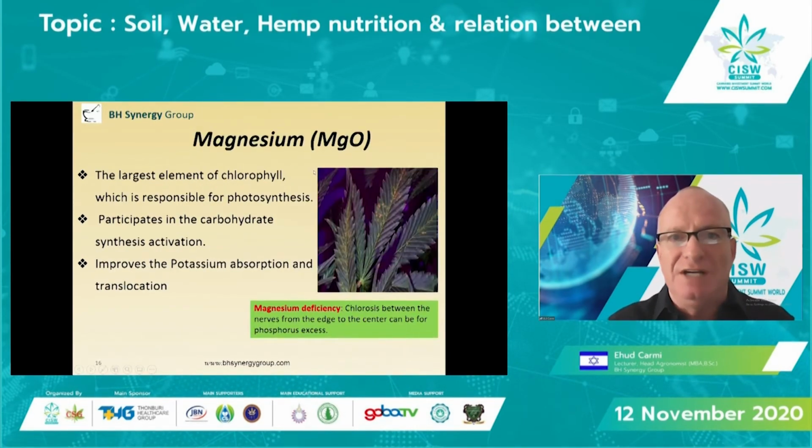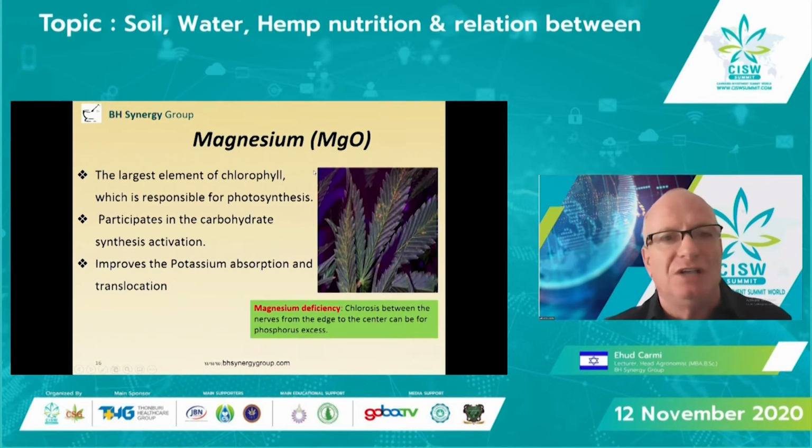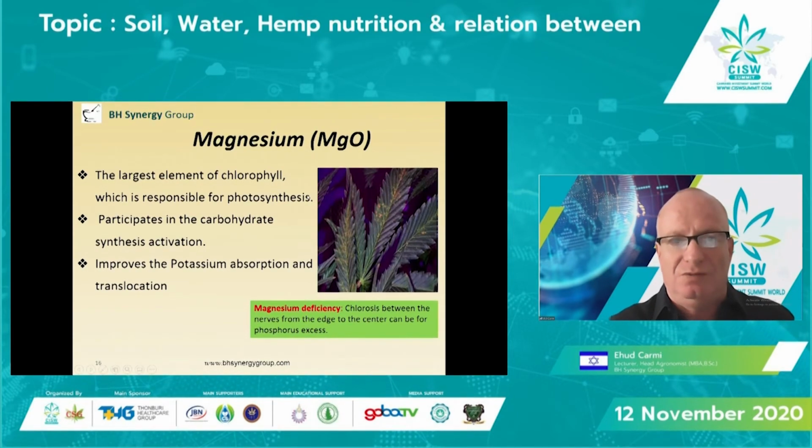The magnesium is most important as an element of the chlorophyll. It's responsible for the photosynthesis, etc. We'll go on. We can see chlorosis between the veins and to the edge of the leaf, from too much phosphorus and less magnesium, when we have this problem.